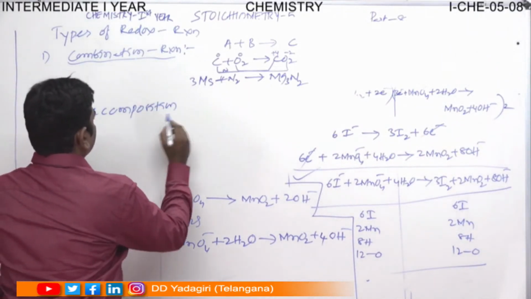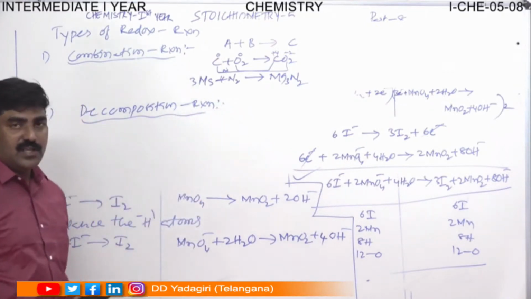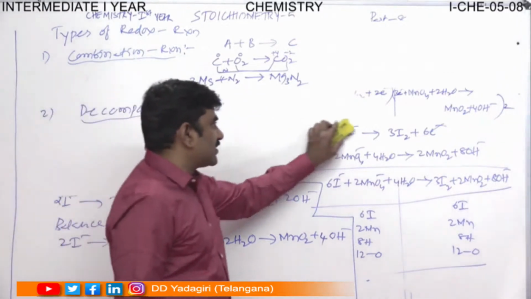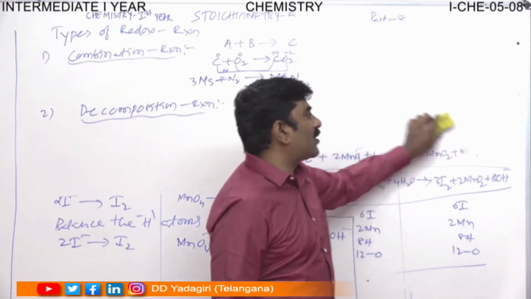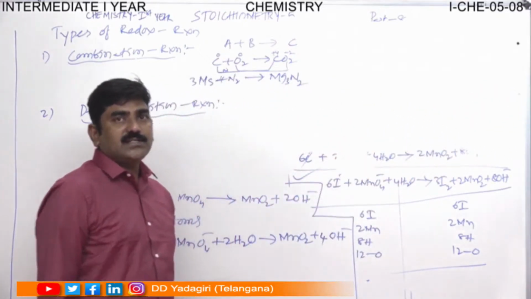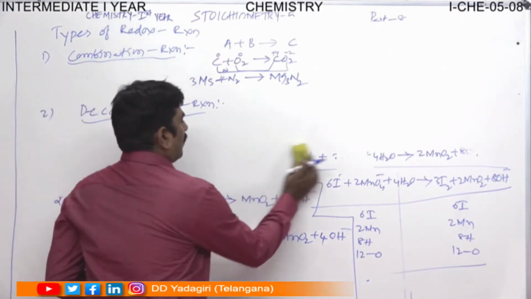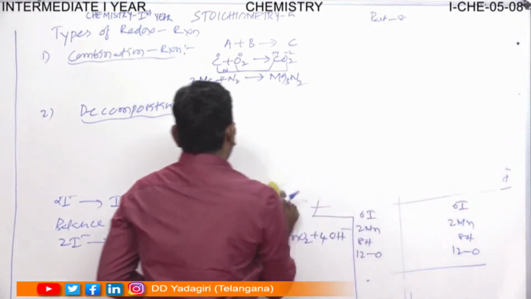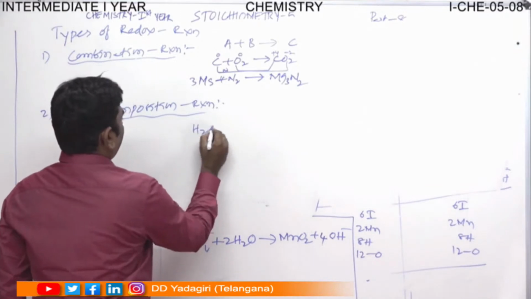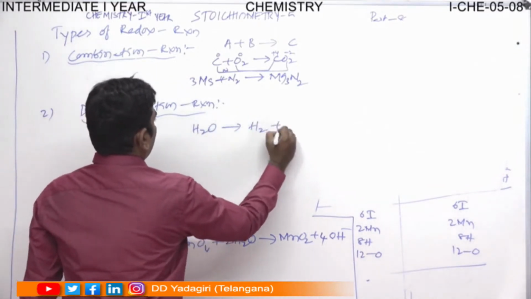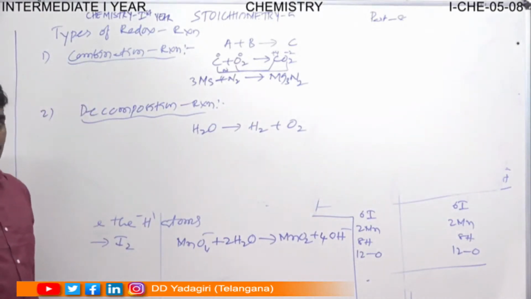Decomposition reactions. In this case, the single reactant will give two or more products. We take one reactant, and that one reactant gives two or more compounds. For example, I'm taking H2O will give H2 plus O2.